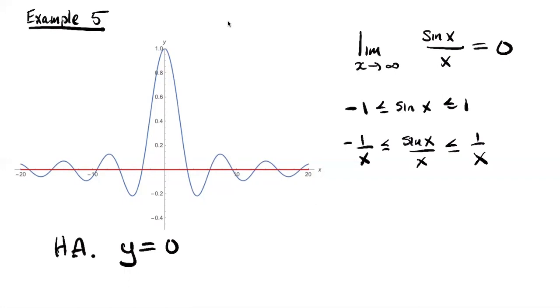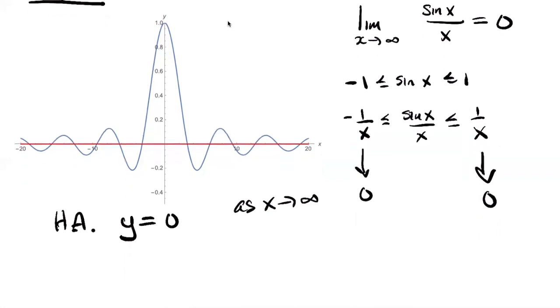And then by our work above, I'm just going to do this notationally, -1 over x and 1 over x are both going to go to 0 as x goes to infinity, and that's by theorem 5 above. So the limit as x goes to infinity of sine of x over x has to be 0 by the squeeze theorem.